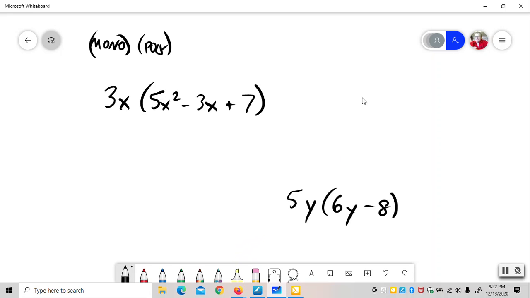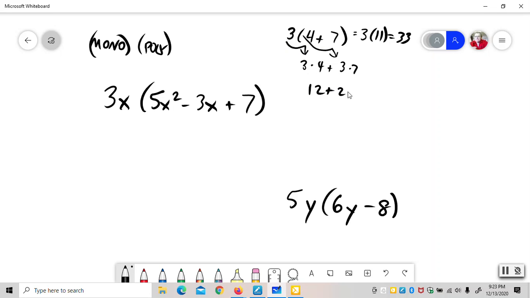It's the distributive property. Just like if you had 3 times 4 plus 7, 3 times 4 plus 3 times 7. Well, if you would have said 4 plus 7 is 11, you would have had 3 times 11, which is 33. Well, if you broke it down, this times that, and this times that, 3 times 4 is 12, 3 times 7 is 21, which sure enough adds up to 33. You know, distributive property says you can say everything inside times whatever's outside.